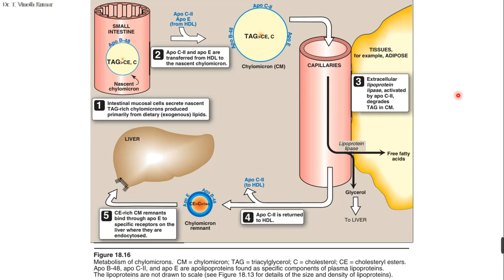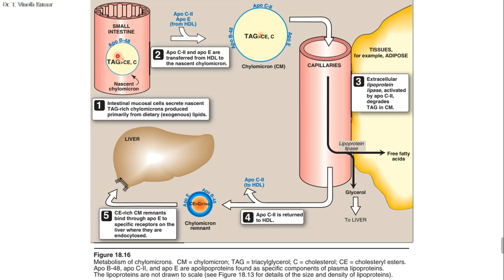And this is a very colorful chart from the book Lippincott's Illustrated Biochemistry, and that is a wonderful book with a lot of colorful illustrations. And you can see here the small intestine. This is small intestine, and this is nascent chylomicron. Nascent means within the cell it is called as nascent.